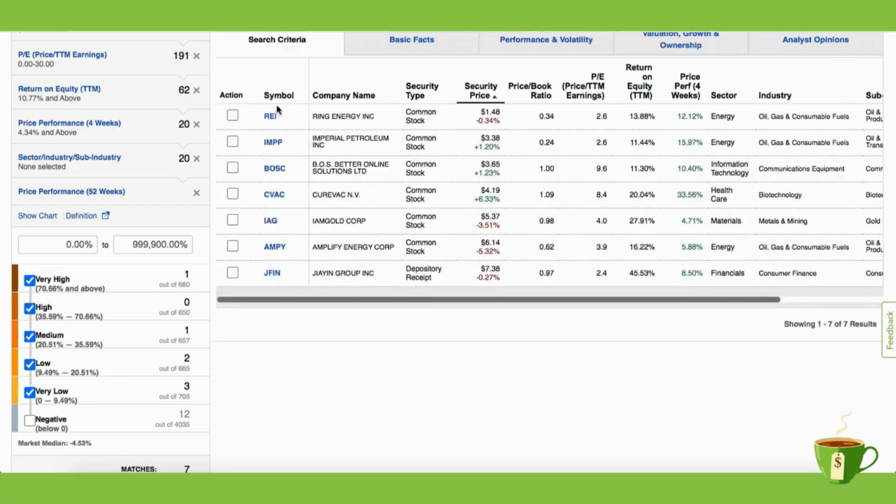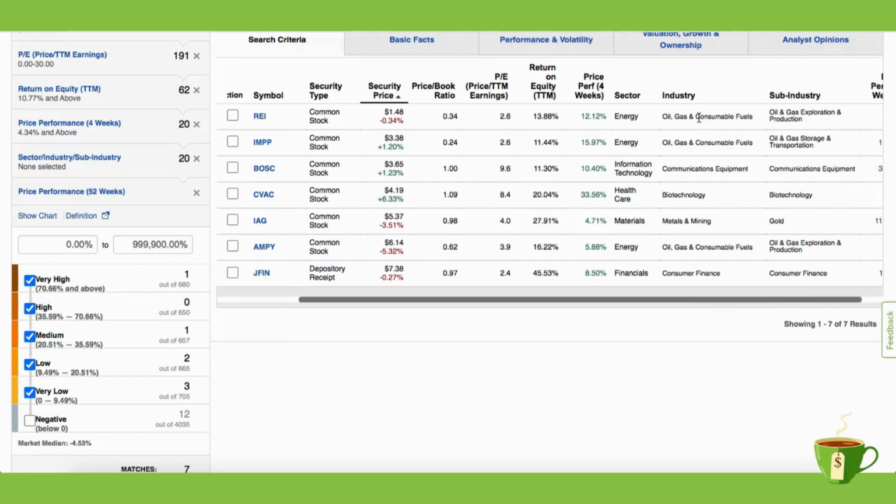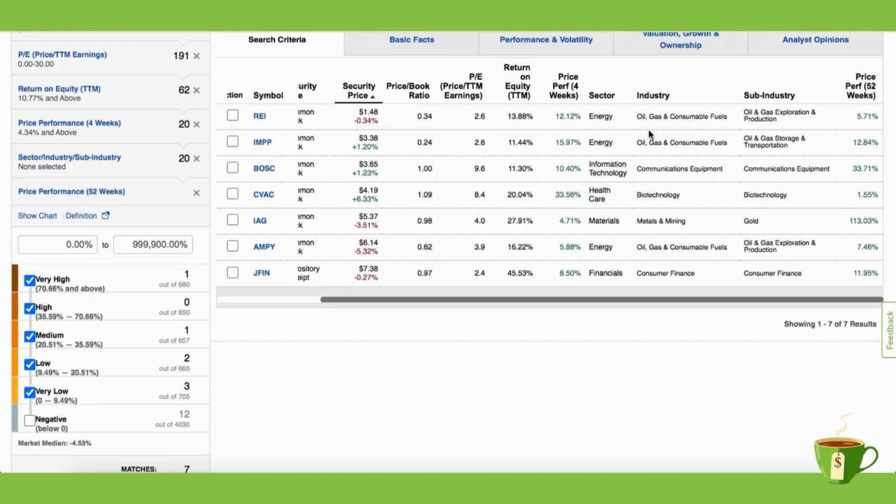Ring Energy. I actually already have this on my stocks to watch sheet, and I do have a small position in this stock, but it is my most solid stock in terms of fundamentals and being undervalued. As you can see, there's PB of 0.34, PE of 2.6, return on equity of about 14%. It's up about 12% over 4 weeks, and they're in oil, gas, consumables, exploration, all of that. So that's cool.